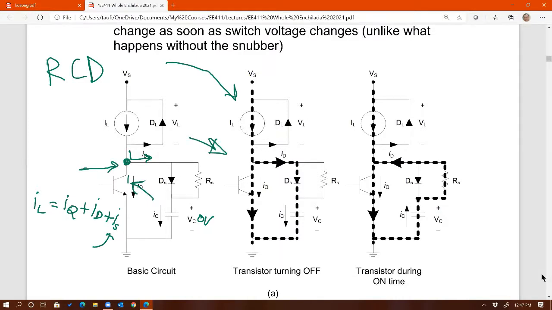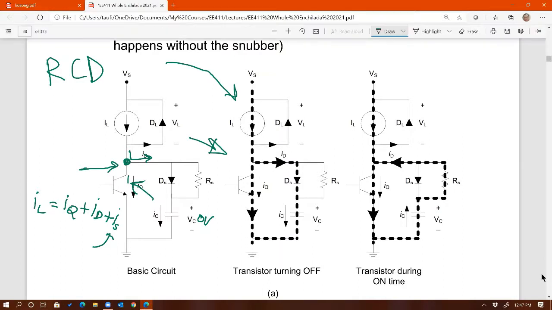When the switch is turning off, you can see that this diode voltage is still positive, so there is no current through this diode. Before, whenever this diode is reverse biased, you are not going to be able to allow any current flowing through it. Therefore, the entire current must flow to the switch. That's why you have that flat line.